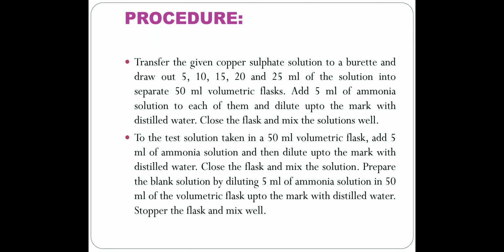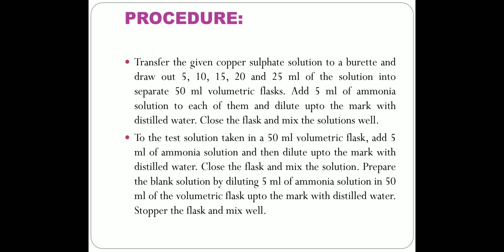In that unknown copper sulfate solution you are going to add 5 ml of ammonia, and then you will dilute it with distilled water and make the volume till 50 ml. So now we are having all the 7 solutions. Out of 7 solutions, one is the blank one for the calibration, the remaining 5 solutions are of known concentration, and the last solution is the test solution. Close the lids of the flasks, shake them well and keep them.